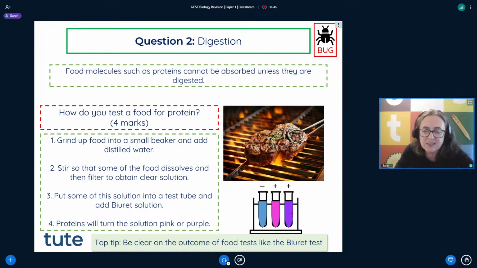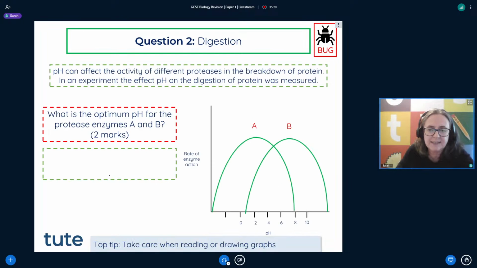So this little set of test tubes illustrates the kind of results you would get if there was no protein present in the food. It would not change color. It would remain pale blue. But if any protein is present, it will change to either pink or purple, and then you know you've got protein present. So it is a top tip: be clear on the outcome of the food tests, like the Biuret test. You need to know the iodine test, the Benedict's test for sugars, and maybe the Sudan test or the ethanol test for fats. So make sure you're aware of those tests.